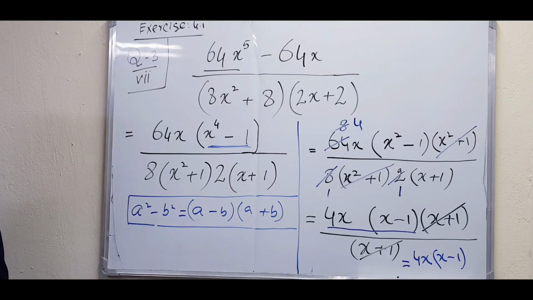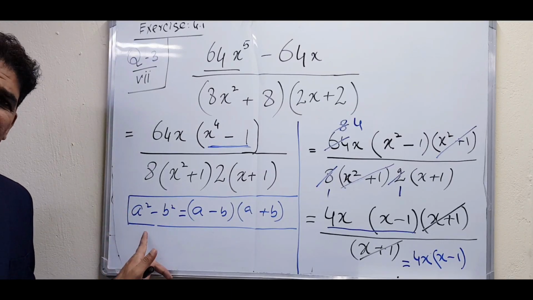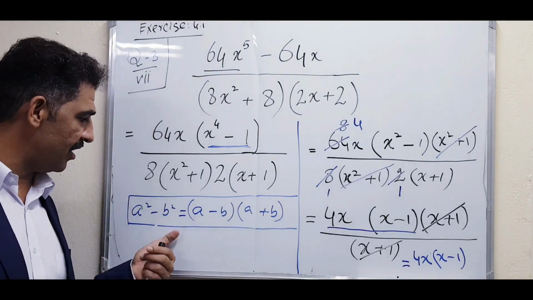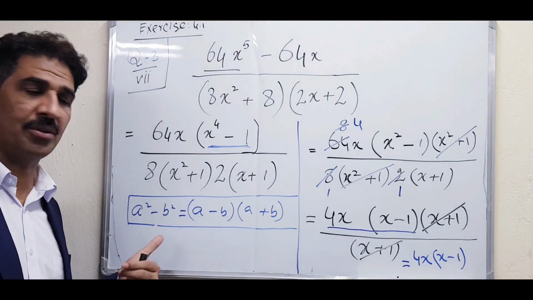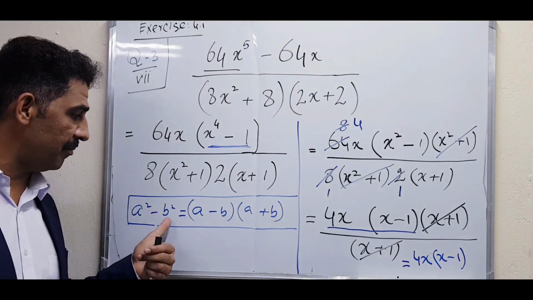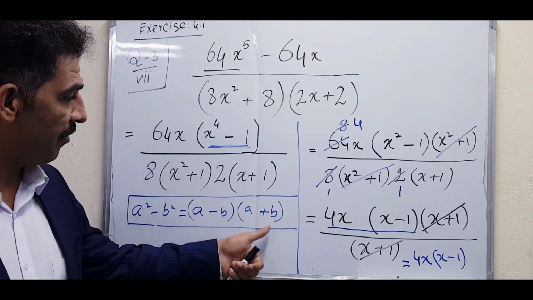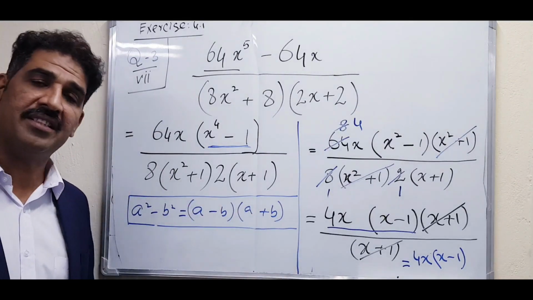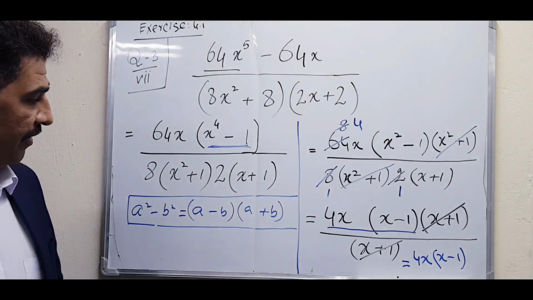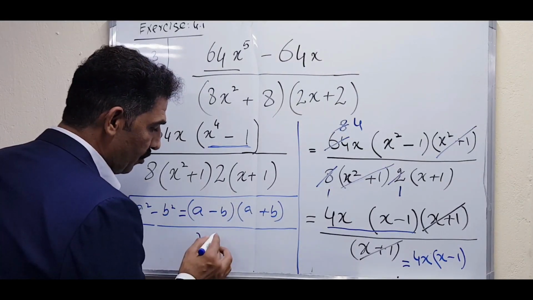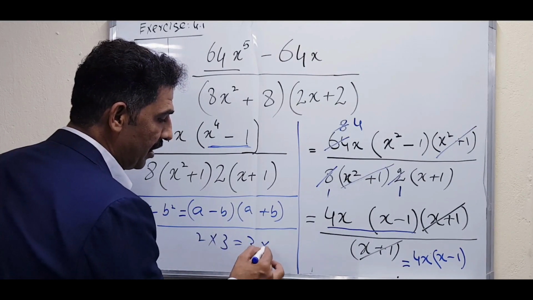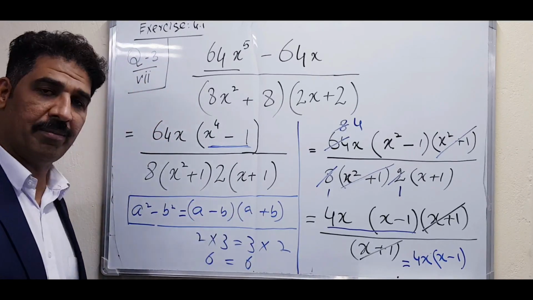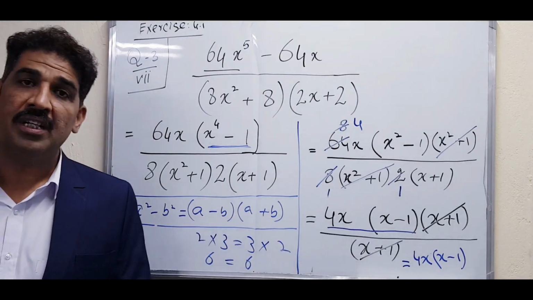It is also important. This formula is used too much. In the next exercise we will also use this formula a lot, and you have already studied it in the 8th class. A square minus b square is equal to a minus b, a plus b. If you write a plus b into a minus b, it is the same meaning. As I already gave the example, if you write 2 multiplied by 3 or 3 multiplied by 2, both ways the answer is the same. So a minus b into a plus b or a plus b into a minus b.